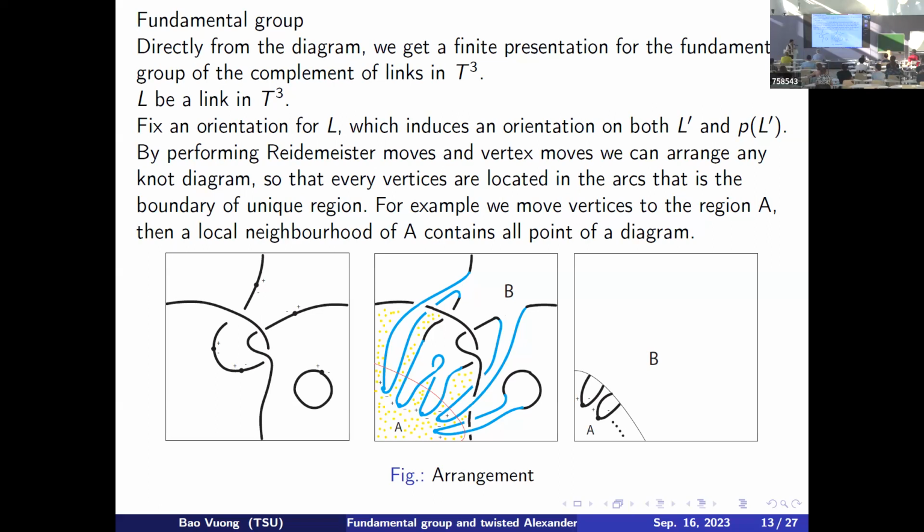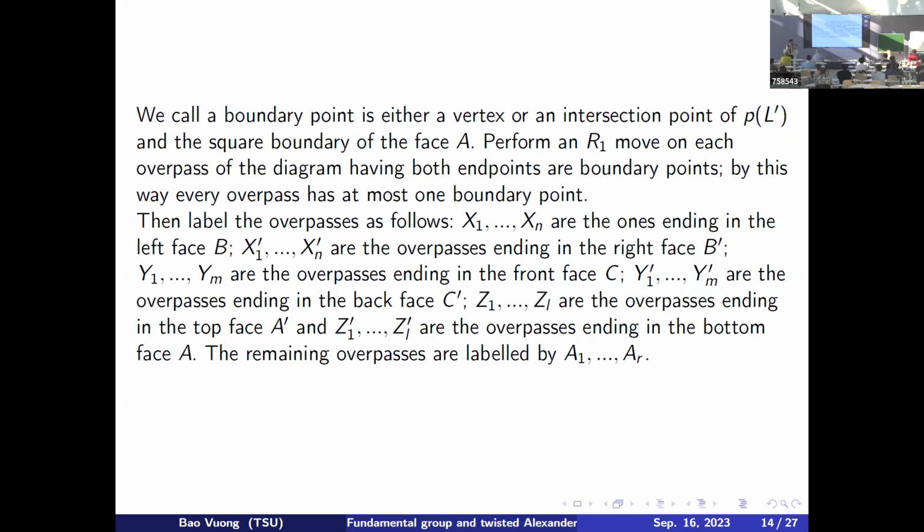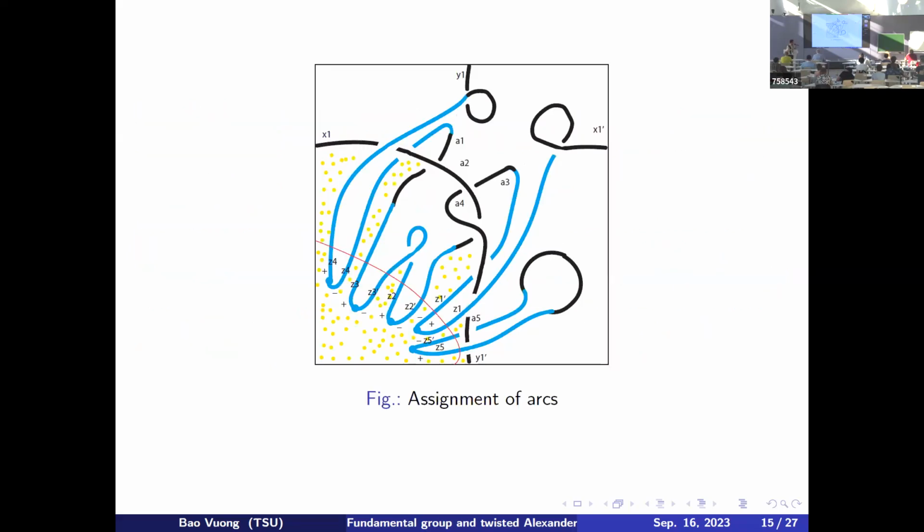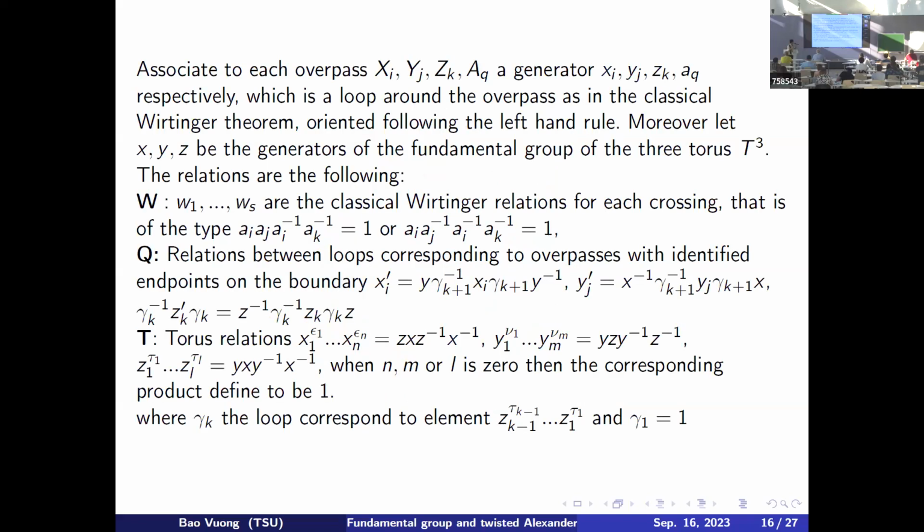We have something more than the Wirtinger relation, because we assign every arc a generator and we have relations between them when it comes to a crossing, like the Wirtinger representation. We also have relations when two sides of the arcs cross the boundary square of the diagram, at the vertex, and due to the intersection of the arcs with the boundary.